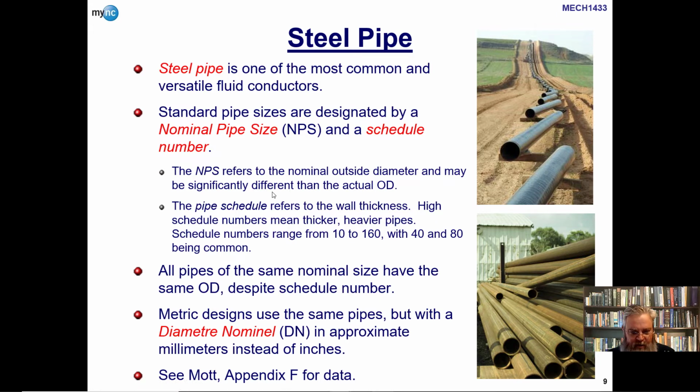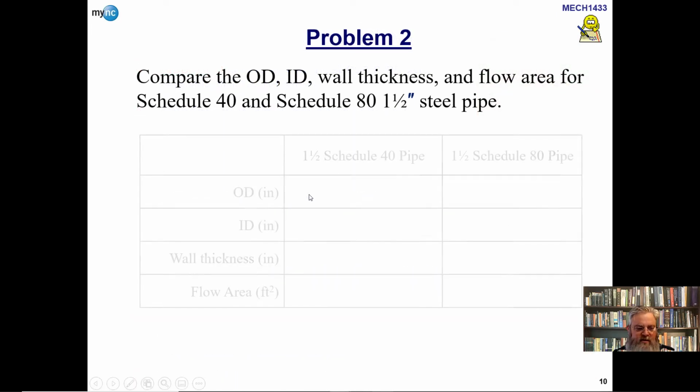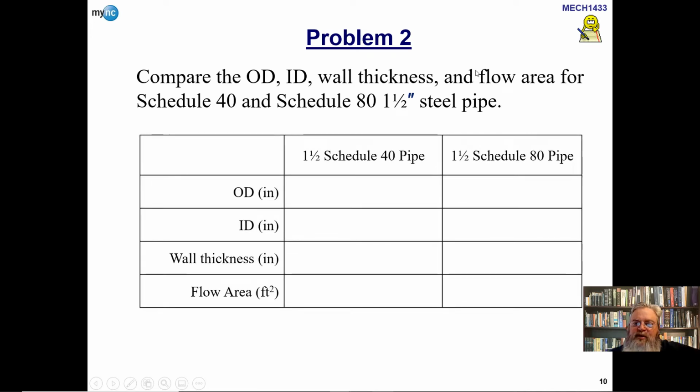Let's have a look at some data here to clean this up. Let's look at problem 2 and try this out. I'd like you to actually do this, really. Use the appendix in the back of MECH and fill this out. Go and literally find this information for a 1.5-inch Schedule 40 pipe, and then the same thing for a 1.5-inch Schedule 80 pipe. It's on the next page in the textbook. We need its outside diameter, inside diameter, and the wall thickness. And usefully, the flow area, so you don't have to calculate it for yourself.